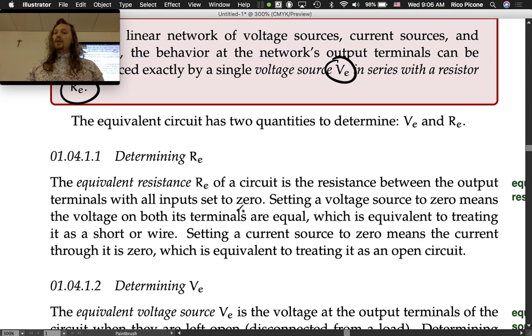Setting a voltage source to 0 means the voltage on both its terminals are equal, which is equivalent to treating it as a short or a wire, right? So if you want to set a voltage source to 0, you just replace it with a short, which is a wire. If you want to set a current source to 0, then we have to have 0 current flowing through, which is equivalent to having an open circuit. So you just take those out and replace it with nothing.